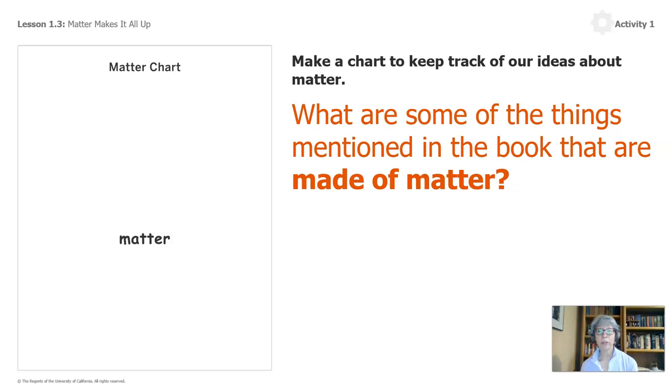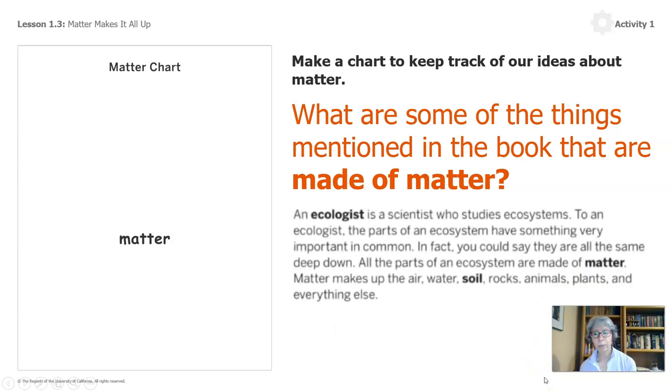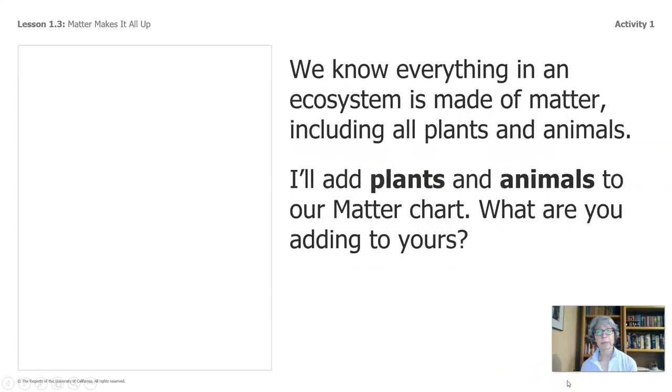So we're going to make a chart to track our ideas about matter, and you can do this in your packet as well. What are some of the things mentioned in the book that are made of matter? Again, the book says, all the parts of an ecosystem are made of matter. Matter makes up the air, water, soil, rocks, and animals, and plants, and everything else. What would you add here? What is made of matter? We know everything in the ecosystem is made of matter. Yes, including all plants and animals. I'll add plants and animals to our matter chart.